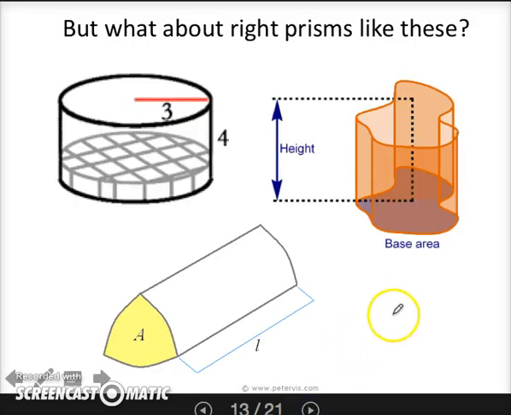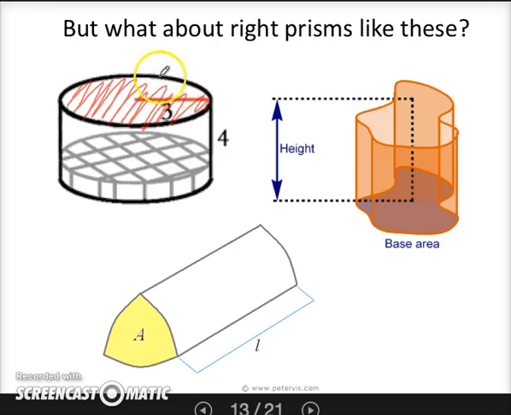What about prisms like these, where we can't simply count the squares on the bases to find the area of the base? Well, just like we did with the area of two-dimensional figures, we do have formulas for the areas of some two-dimensional figures that don't have countable squares. For example, a circle. We have that the area of a circle is pi r squared. So since we know the area of a base, we can find the volume of this by multiplying the area of the base times the height, which in this case is 4.